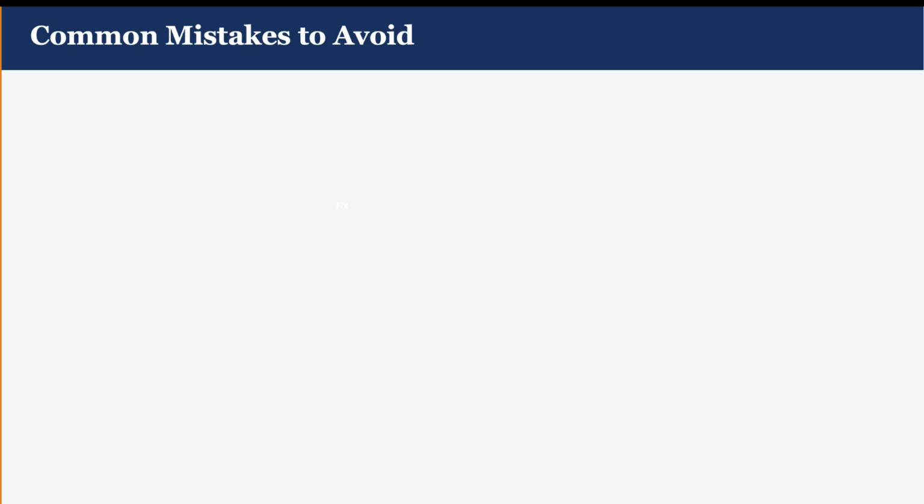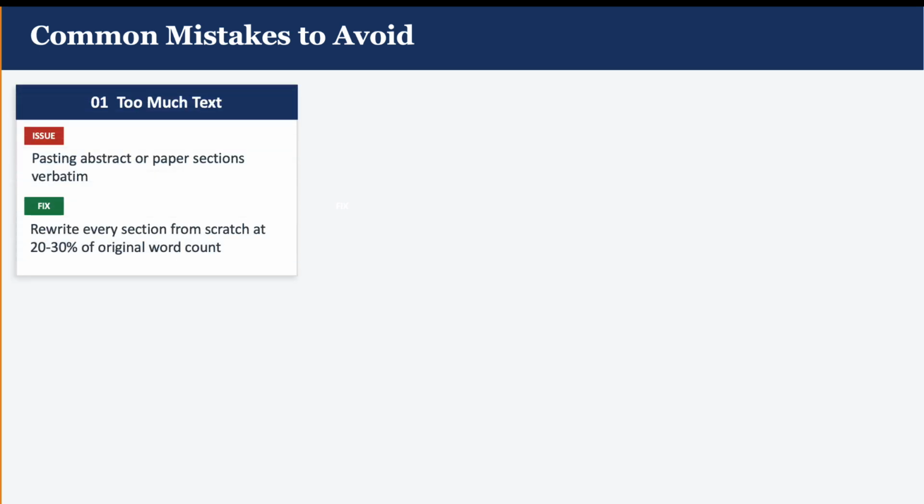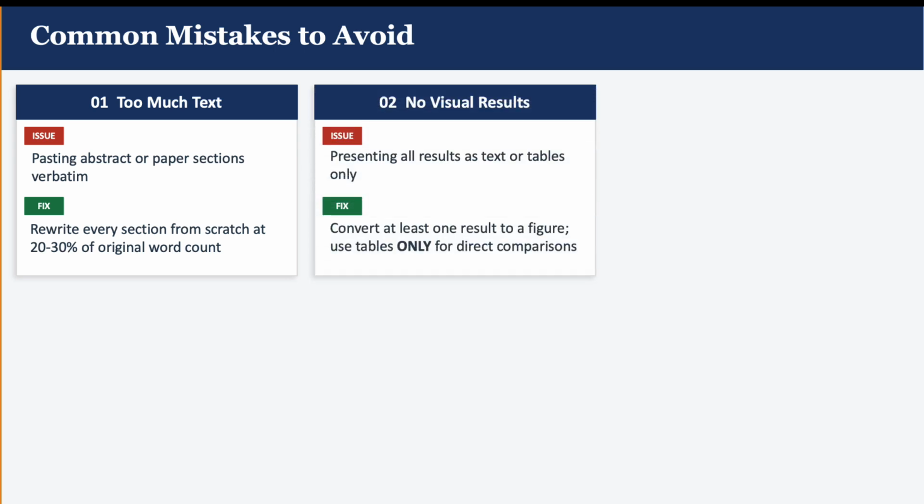So now let us consolidate some of the most common mistakes and their fixes here. The first is too much text. Please rewrite the entire section from scratch at 20 to 30% of the original word count. The second one is visuals. Convert at least one finding to a figure. Use tables only when direct numerical comparison is the point.